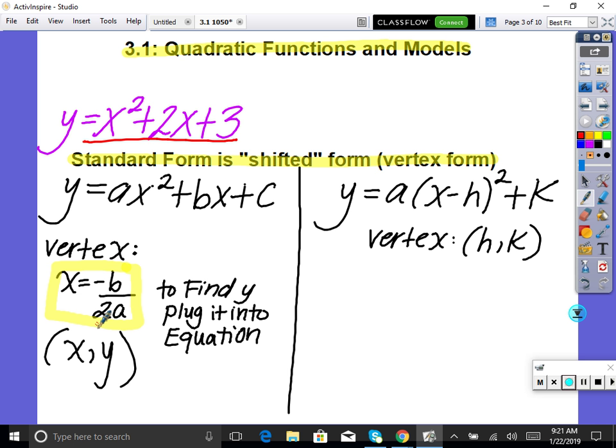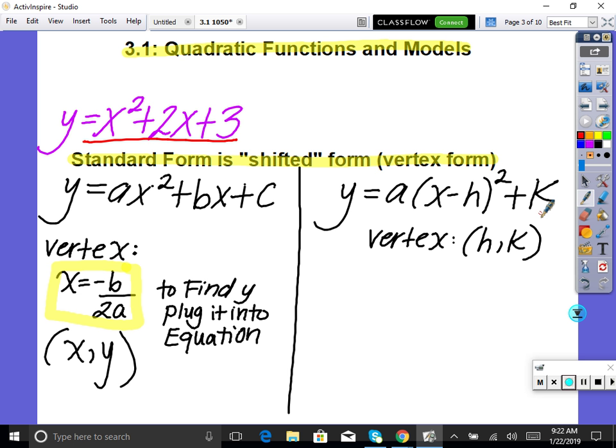Negative b over 2a. And then to find the y value, think of how functions work. I take an x value and plug it into a function to find out the y value at x equals whatever. Does that make sense? So you'll calculate x, then you'll plug it back into your function to find the y value. And now once you know the new vertex, you know the shifts. So if you know the vertex, you know the shifts, and then we'll just insert it in as is. So let's go ahead and practice this one.